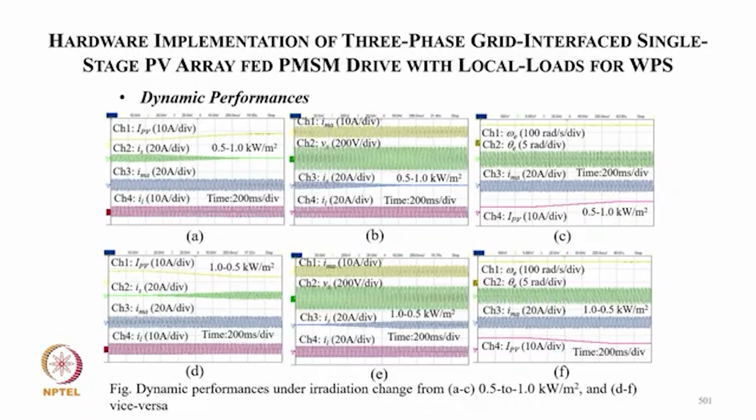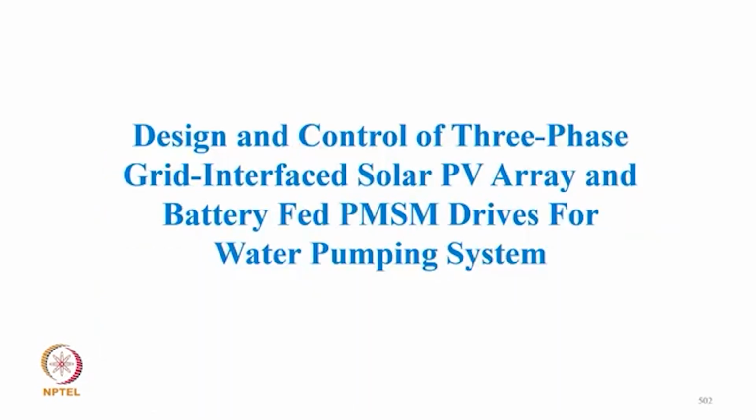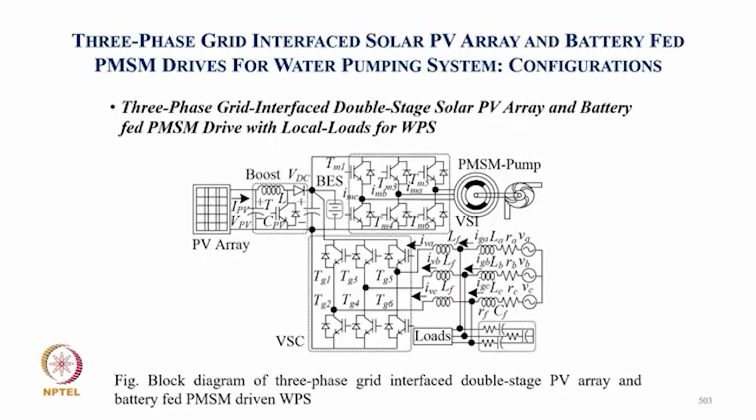During the time when solar insolation increases, supply current decreases. Accordingly, the variations are shown here, all parameters. We're going to design control of a three-phase grid interface solar PV array with battery. So here we connect the battery typically on the DC link with the boost converter.